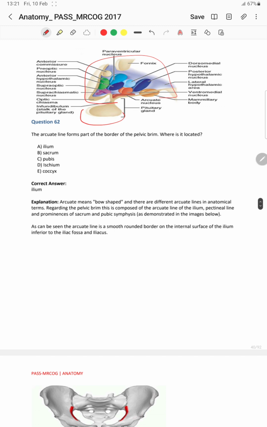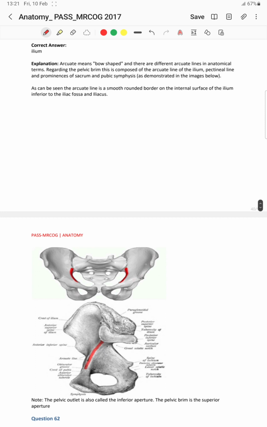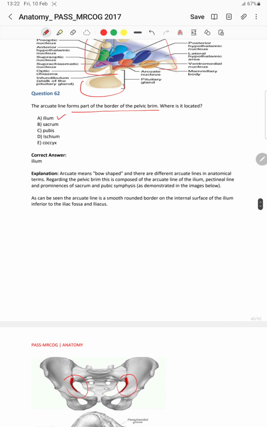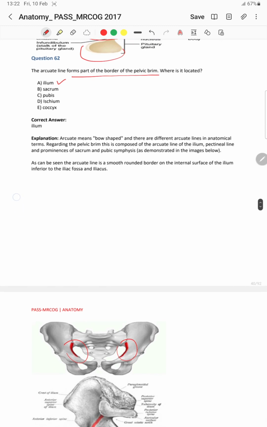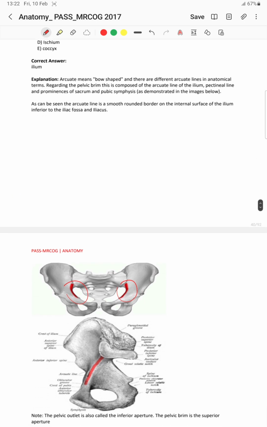The arcuate line forms part of the bottom of the pelvic brim. Where is the arcuate line located? It is present in the ilium. This is the ilium bone, and this is the arcuate line, and it is present in the ilium. So the correct answer is the ilium. And arcuate means the bow shape.